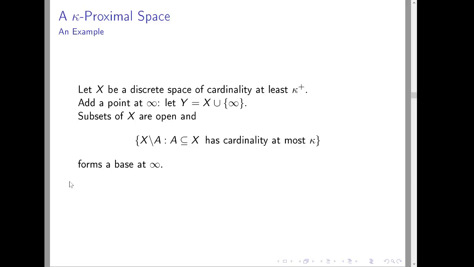Here's a quick example of something that's a kappa proximal space. It's kind of like the one-point compactification of an uncountable discrete space, except with one difference. Here kappa is supposed to be a cardinal. Take a discrete space of cardinality at least kappa plus and add a point at infinity, and let subsets of X be open, and an open neighborhood of infinity looks like the complement of a set that has cardinality at most kappa. It turns out that this space is kappa proximal but not kappa plus proximal. And in the unlikely event I have time, I'll go back and do the details of this example.